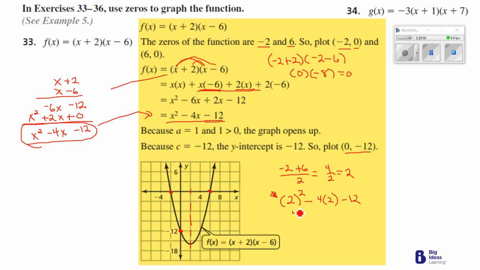When we do that, we'll have 4 minus 8 minus 12. Well, this is 4 minus 20, and that's going to be a negative 16. That's where they made the vertex at 2 and negative 16. All right, a couple of things that they kind of left out there to fill in all the blanks, but yes, that's how they did 33. All right, let's go ahead and go to our next problem.